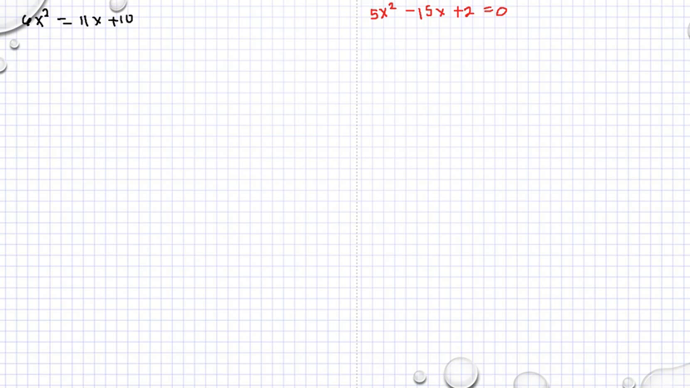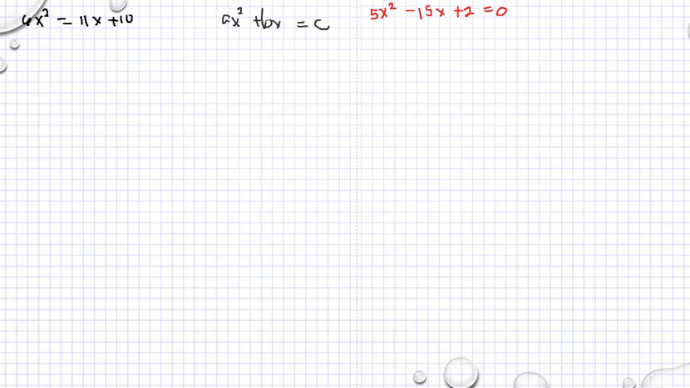Let's solve these examples that I have written here. The first one is 6x squared is equal to 11x plus 10. You need to rearrange this by first making sure that you have ax squared plus bx is equal to c. That is what we need first.